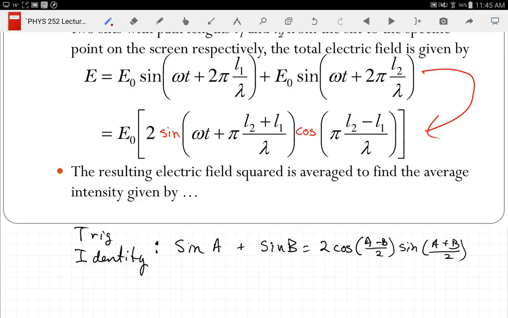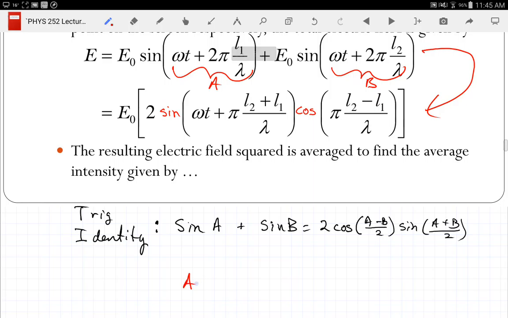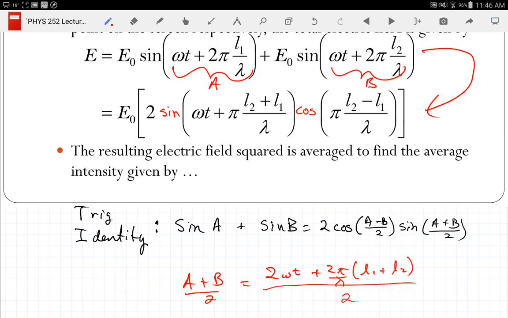So if I take these two arguments, let's just call this A and call this B, then A plus B over 2 is equal to, if you add those together, omega t plus omega t, 2 omega t. And then I have 2 pi L1 over lambda and 2 pi L2 over lambda, so I can factor out the 2 pi over lambda. So there's the sums, and now I divide by 2. So that's A plus B over 2.